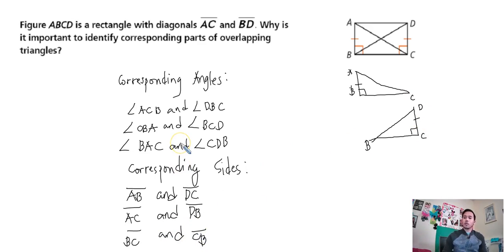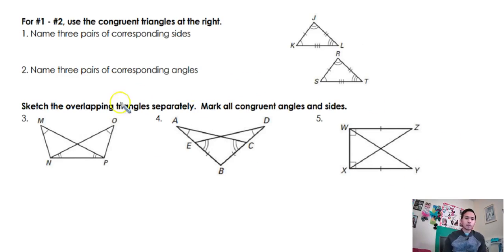There. So those are the important things. Once you identify the corresponding angles and sides, you can determine if the triangles are congruent. So it's very important that you know the corresponding parts of the overlapping triangles. That way you can determine, hey, are the two triangles congruent or not? So you will be basing your answer on the corresponding angles and the corresponding sides. Okay, next one.